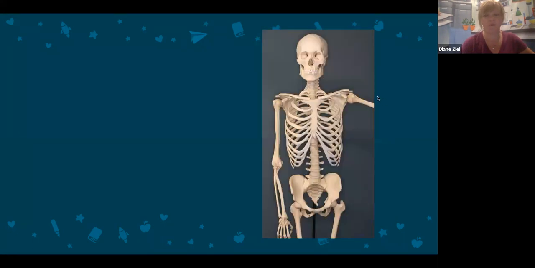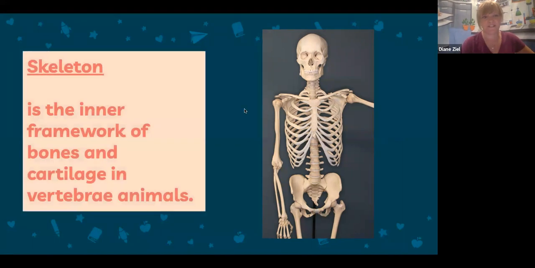Here you see all the bones that make up the human body. What is this called? That's right, it's our skeleton. The skeleton is the inner framework of bones and cartilage in vertebrate animals.